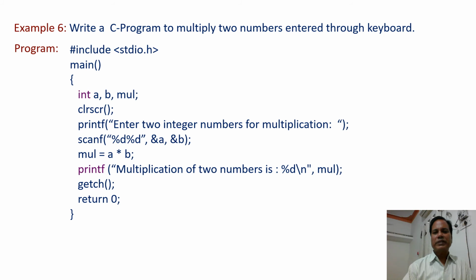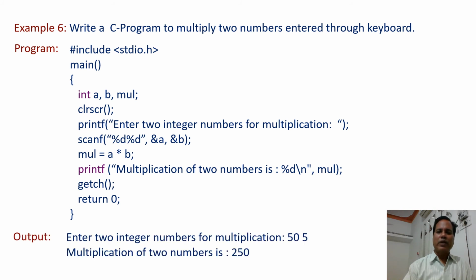Now using the next statement printf, multiplication of two numbers is. Then again we see that percentage %d is there, so the compiler searches for the variable name. It finds the mul. So what is the value of the mul, that gets printed at this point. Whenever this code is executed, we get the output result like this one.